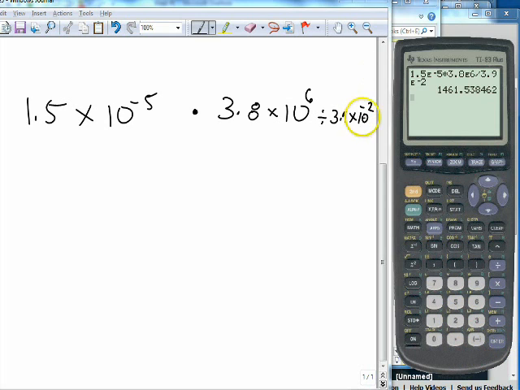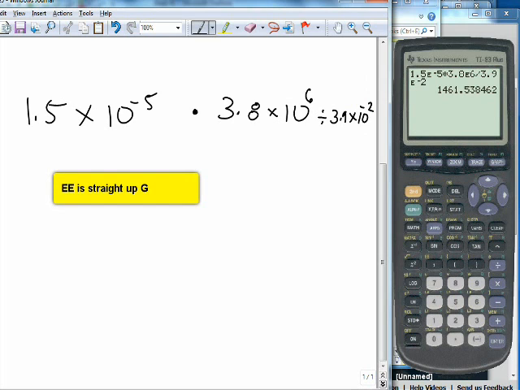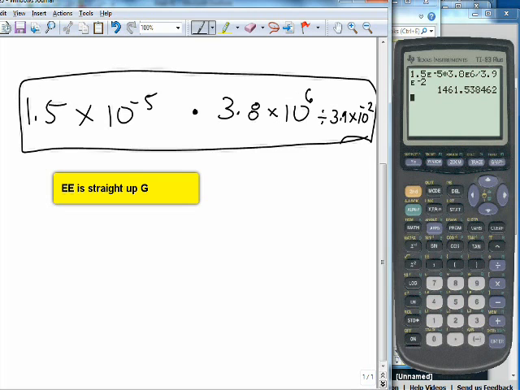So instead of putting all these crazy parentheses in, you'll see that the E key is cool, it's hip, it's the bomb, it's your friend.